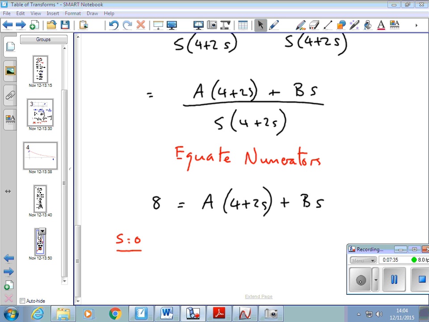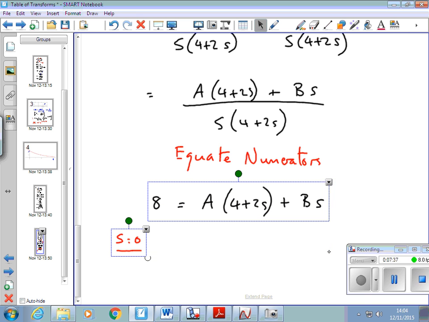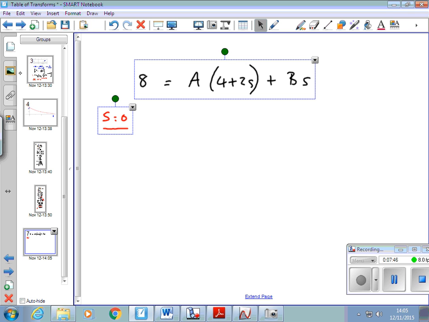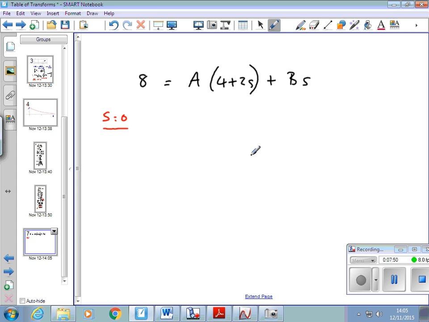I've just run out of board, so I'm going to put this onto another side. Carry on. So 8 equals a 4 plus 2 times 0 is just 4, so 4a. So a equals 2.